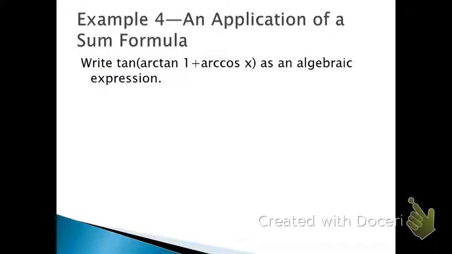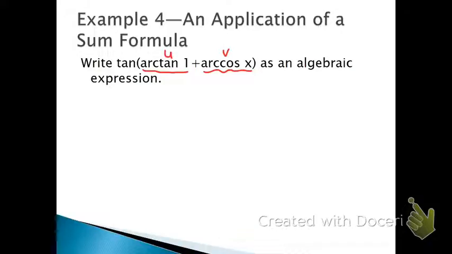All right, so in example 4, it said write tangent of arctangent of 1 plus arc cosine of x as an algebraic expression. So remember we said that first thing is I'm taking tangent of these two things. Well, when you take the arc of anything, you're looking for an angle, correct? So these are just two different angles. So we're going to let those be u and v.